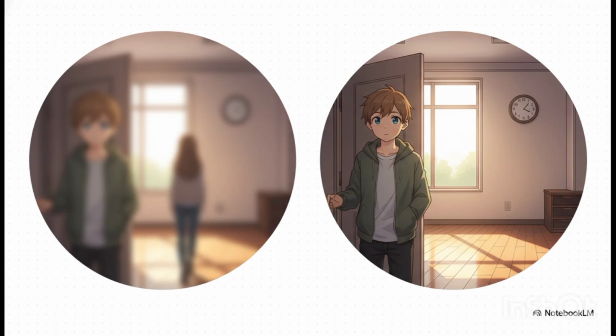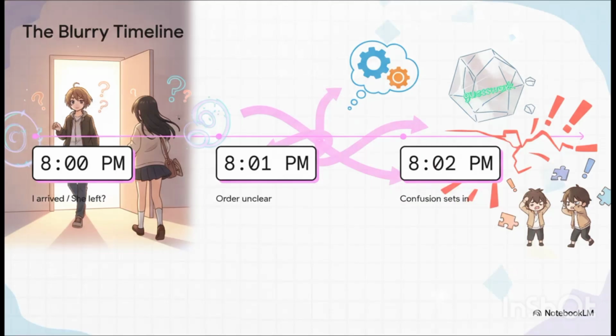Simple enough, right? Now compare it to, when I arrived, she had left. They sound super similar, but the actual story they're telling is entirely different. This brilliantly illustrates how that first sentence completely fails to tell us who did what first.